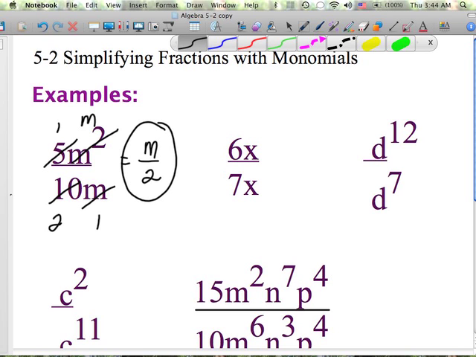In the second example, I can't cancel out anything with the 6 and the 7, but the x's will cancel out. So that equals 6/7. The third example, I have 7 d's in the bottom and 12 on the top, so that means I could cancel out 7 d's on the bottom and 7 d's on the top, leaving d to the 5th. In other words, subtract the exponents.